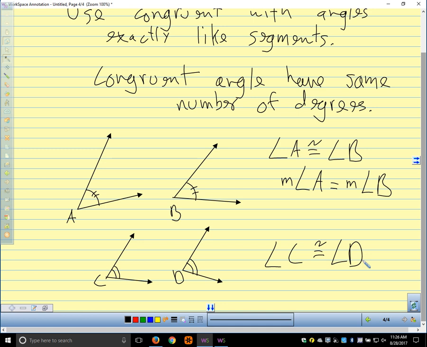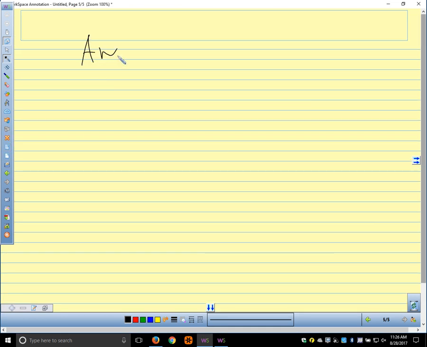All right, questions about congruent angles. The idea is exactly like for segments. All right, we just have one postulate to talk about today. The angle addition postulate.